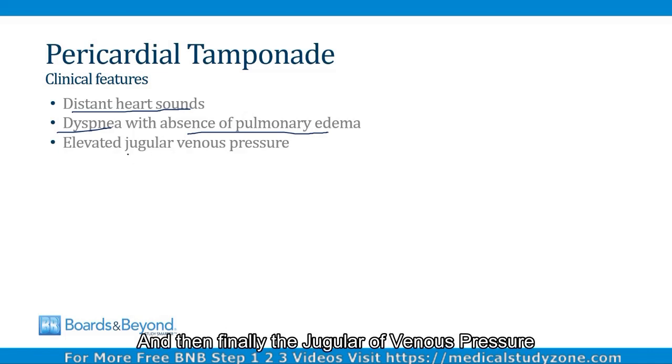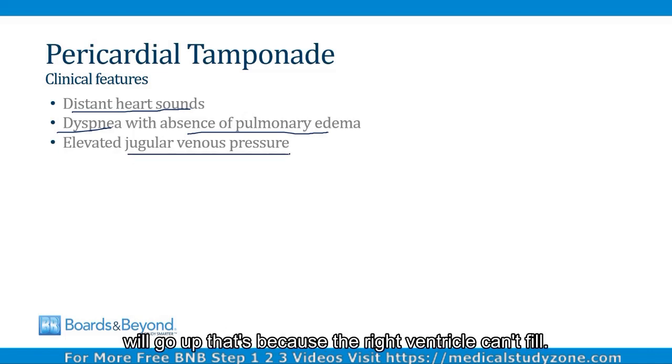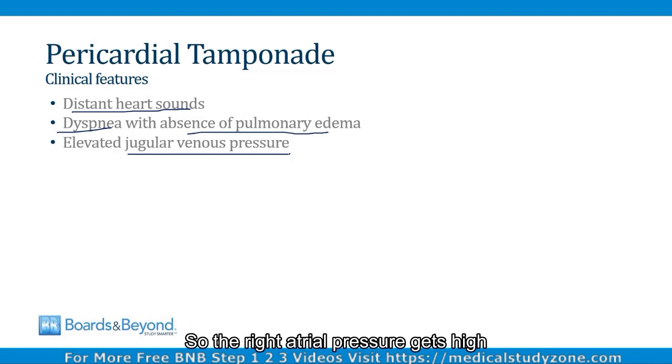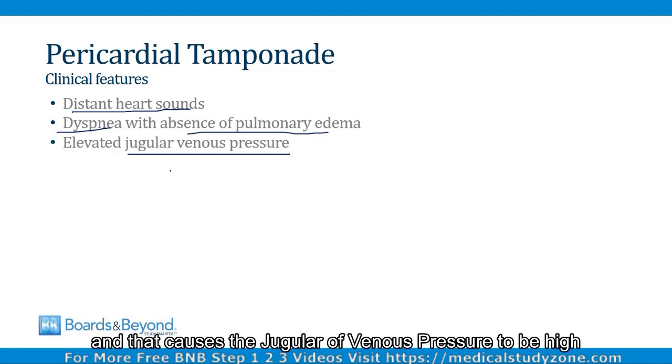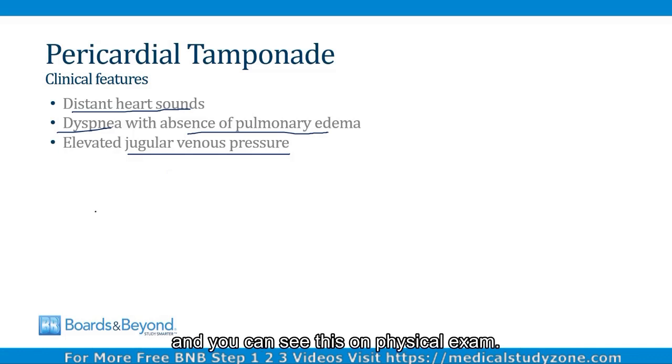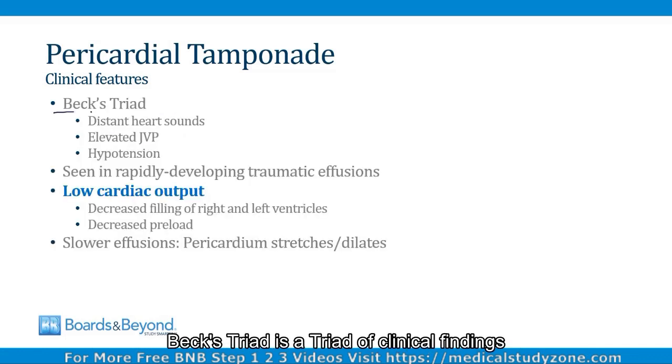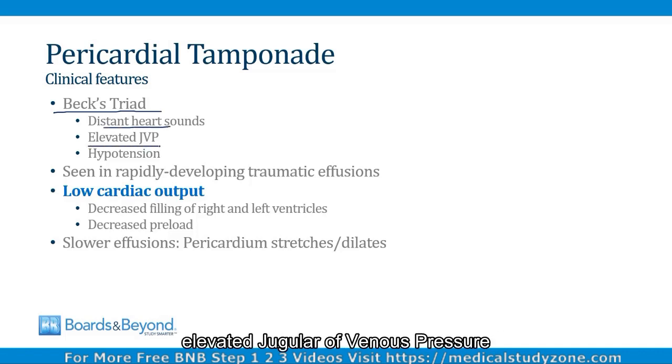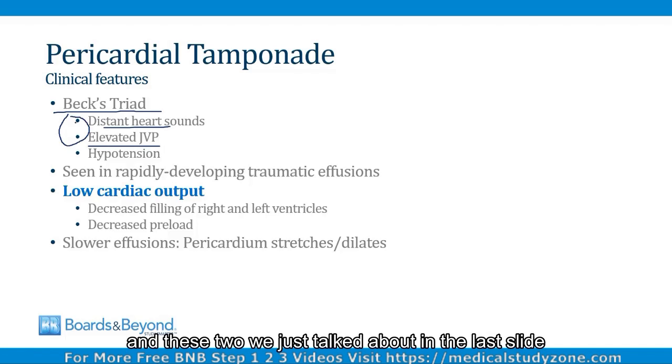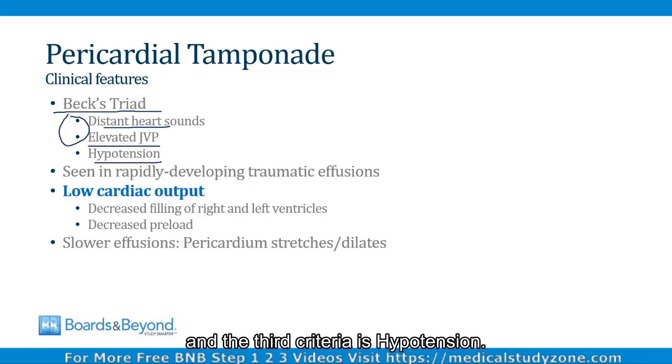And then finally, the jugular venous pressure will go up. That's because the right ventricle can't fill, so the right atrial pressure gets high, and that causes the jugular venous pressure to be high, and you can see this on physical exam. Beck's triad is a triad of clinical findings seen in tamponade. The three clinical findings of Beck's triad are distant heart sounds, elevated jugular venous pressure, these two we just talked about in the last slide, and the third criterion is hypotension.